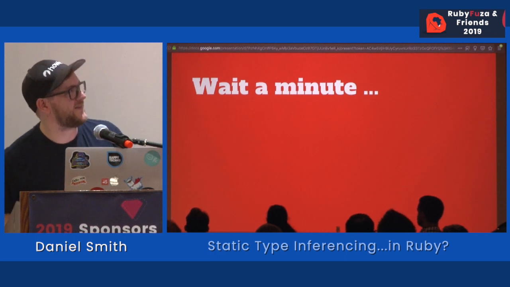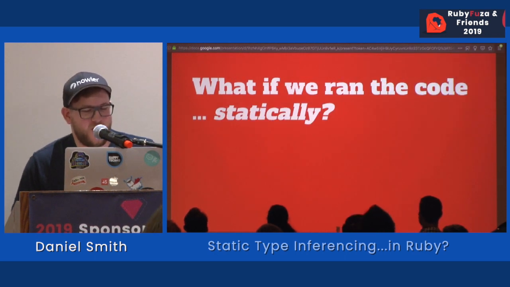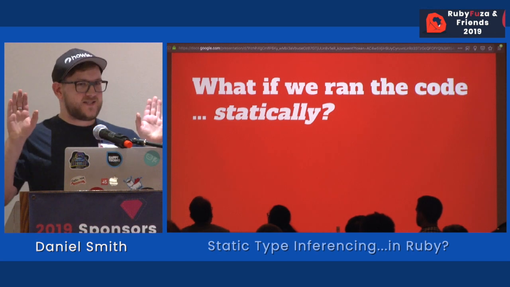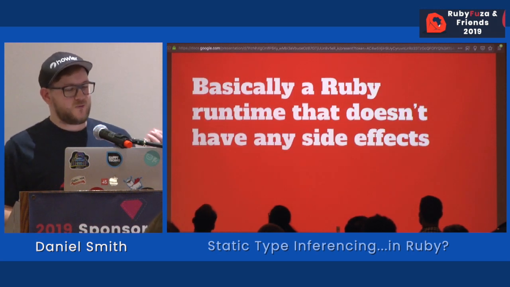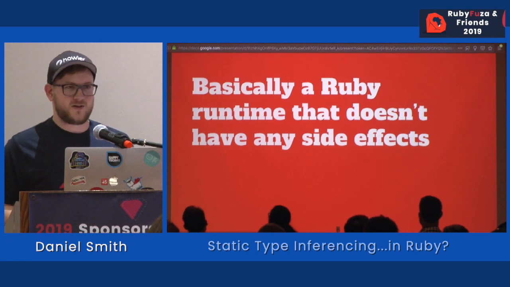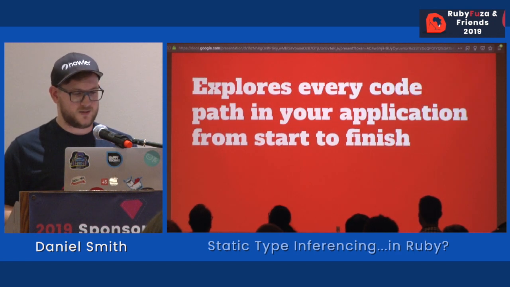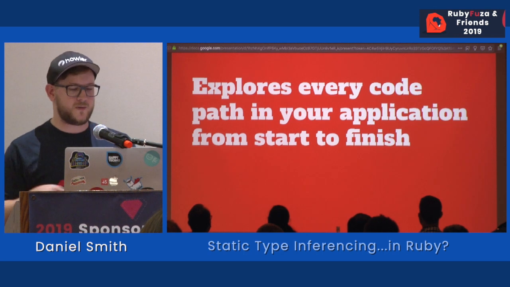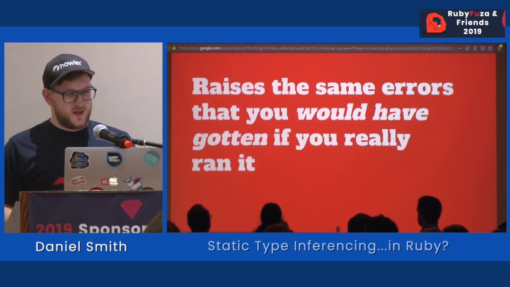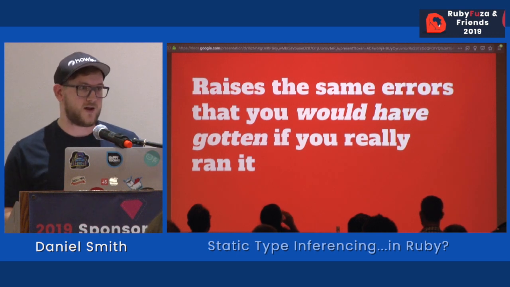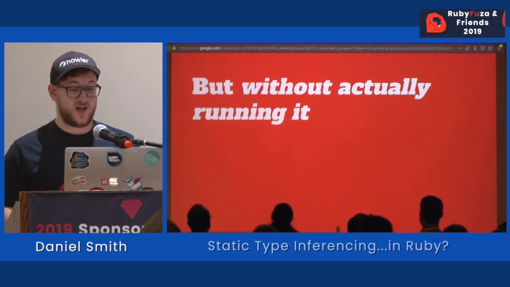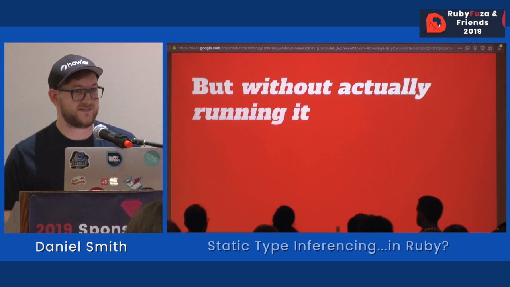No, wait a minute. What if we ran the code statically? So, basically a Ruby runtime that doesn't have any side effects. You just explore every code path in your application from start to finish and raise the same errors that you would have gotten if you really ran it, but without actually running it.